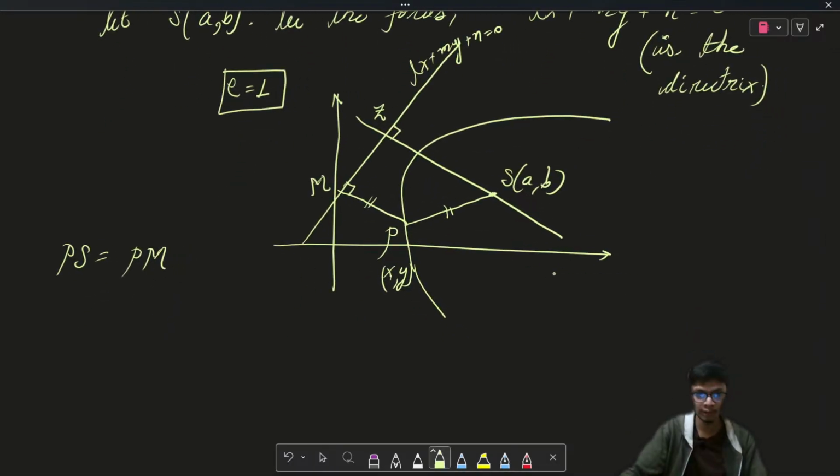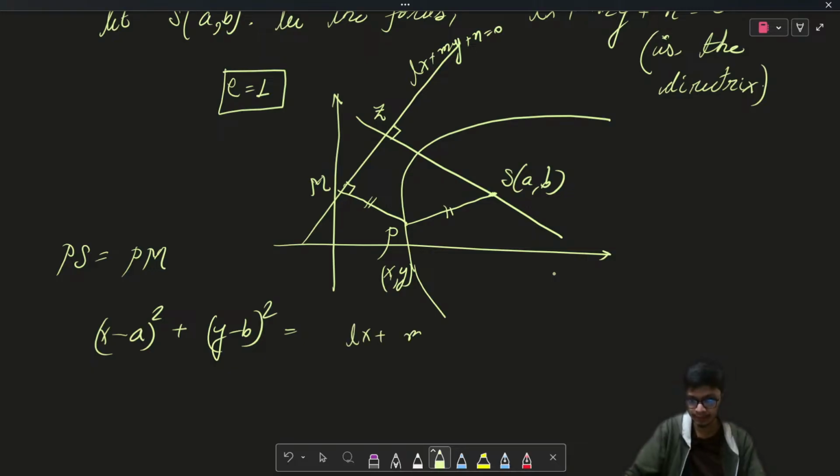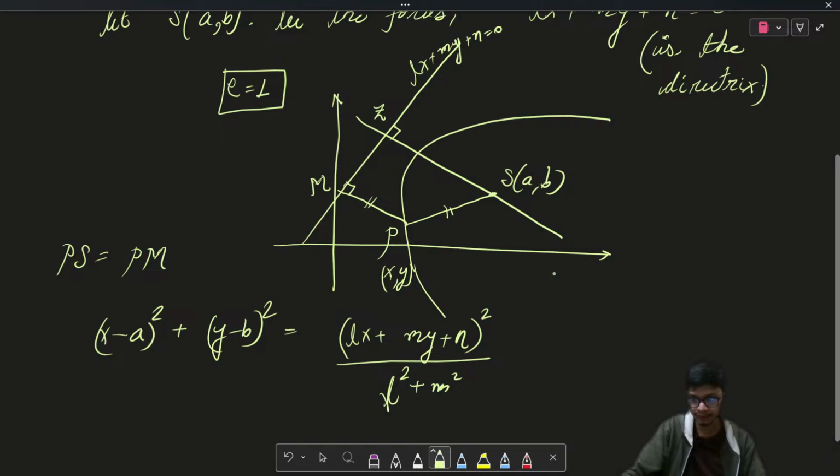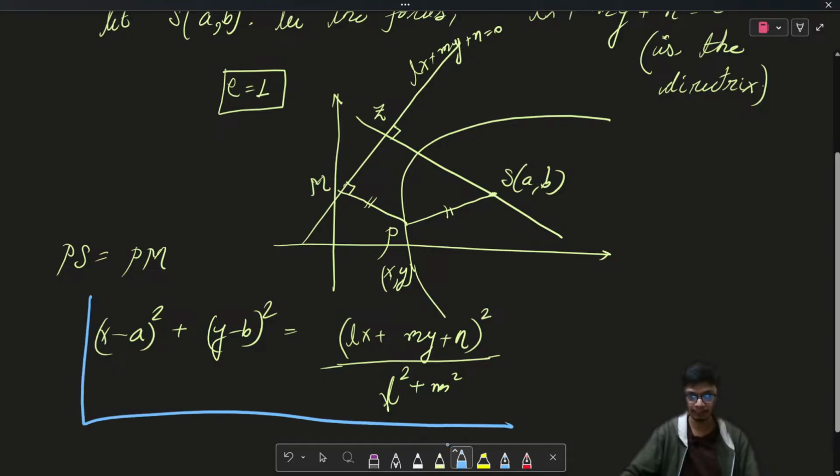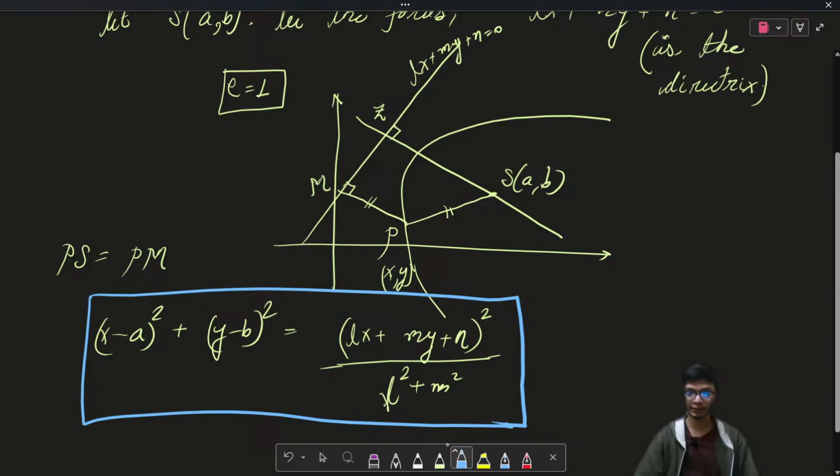So if I do a few lines of calculation, you will get (x - a)^2 + (y - b)^2 equal to (Lx + My + N) divided by the square root of L^2 + M^2, and the square of that numerator. This is how you will obtain the simple equation of the parabola.